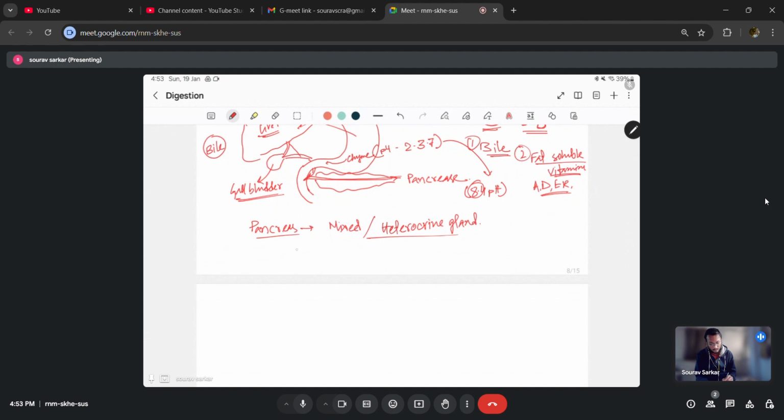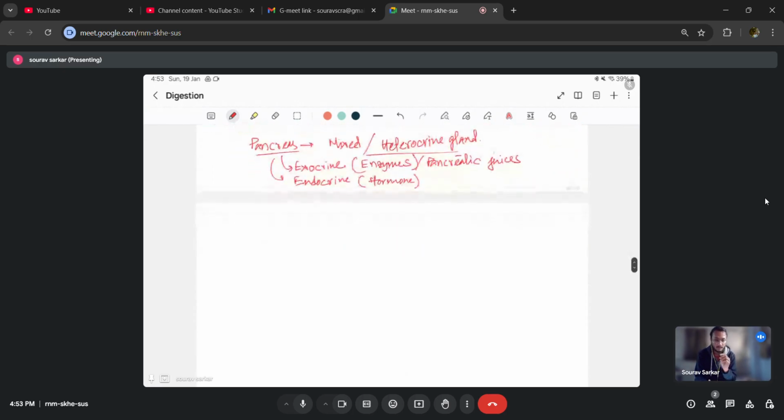So pancreas acts as exocrine, where it releases enzymes, or you can say pancreatic juices. And it also acts as endocrine, where it releases hormones, like insulin, glucagon, somatostatin. We'll talk about those things in the endocrine chapters, mainly control and coordination. Right now we are talking about the exocrine function. Exocrine means enzymes. So which enzymes are there?